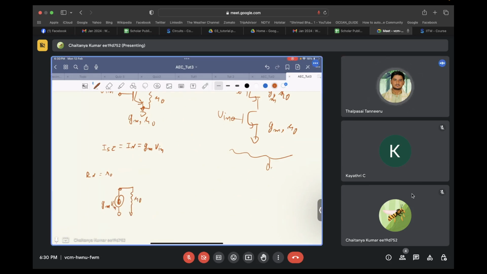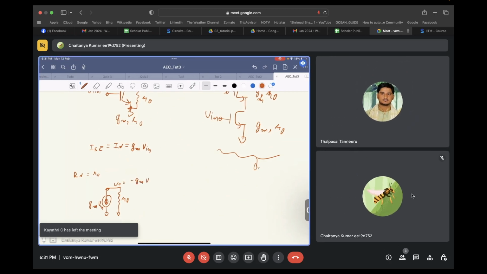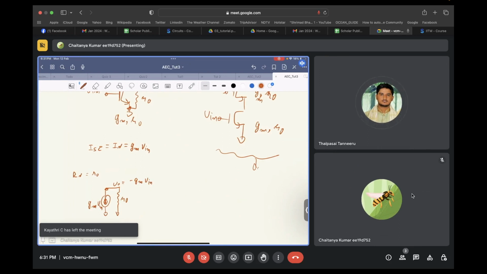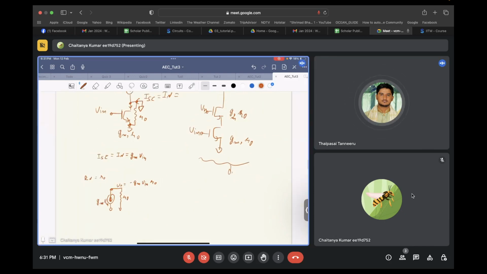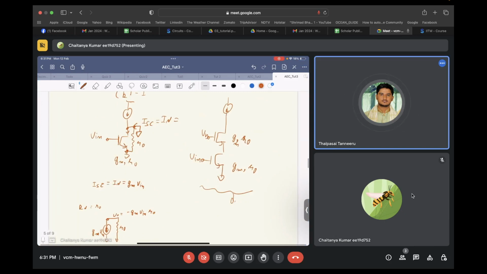What is the voltage that is developed at this node then? At the load, minus gm into Vin into ro. Right. Okay, so this you have. Now let's come to the second circuit. Let's try to apply the same principle over here. What is the short circuit current now?